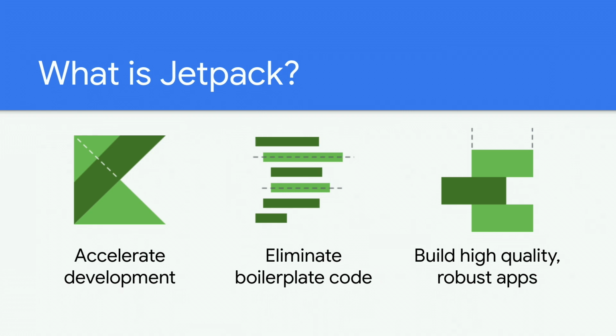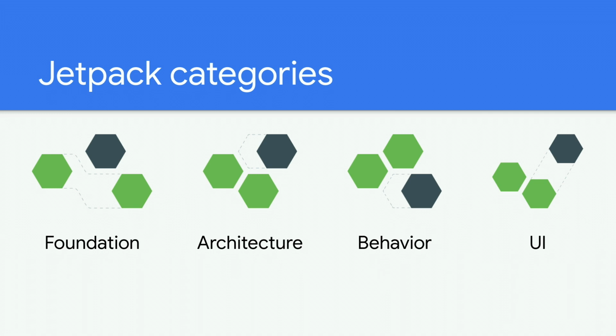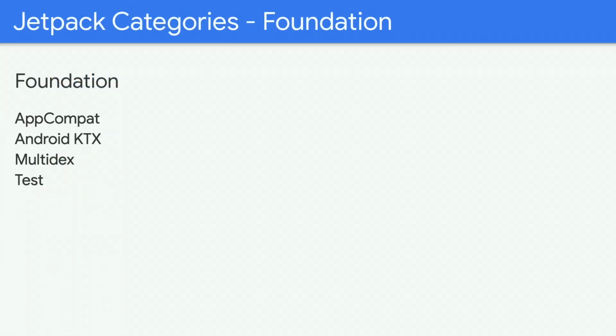And finally, it helps you build high-quality, robust apps. Built around modern design practices, Android Jetpack components enable fewer crashes and less memory leaked with backwards compatibility baked in. It is also our recommended way of building apps. Now, Jetpack is divided up into 4 categories: foundation, architecture, behavior, and UI components. And let's dive into those a little bit more.